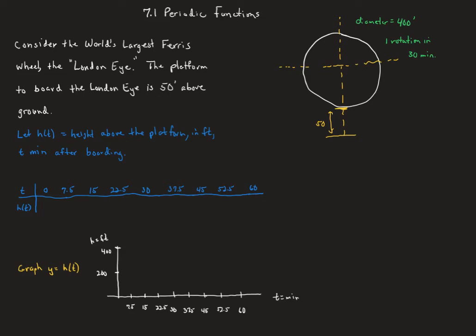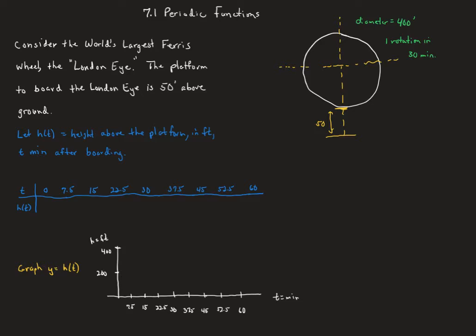In this video, we're going to talk about section 7.1, periodic functions. So consider the world's largest Ferris wheel, which is called the London Eye. It has a platform that's 50 feet tall that you have to climb up just to get on it. It has a diameter of 400 feet, and it takes 30 minutes to complete one revolution. So there's a picture of that over there on the right.